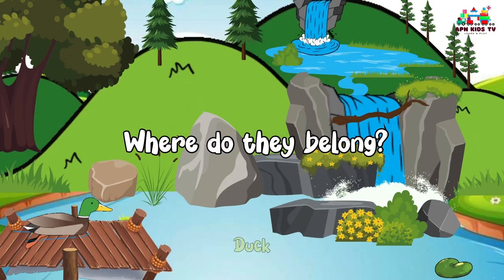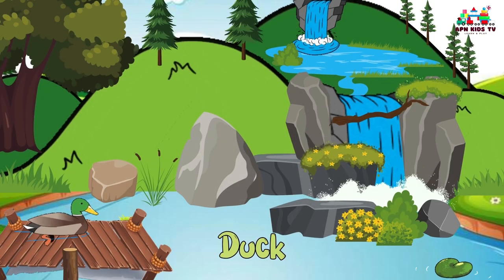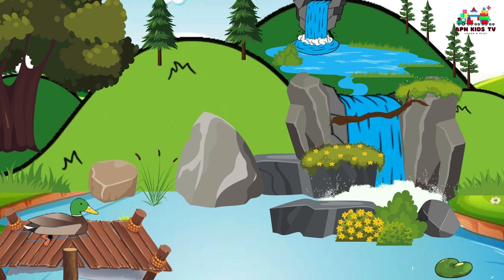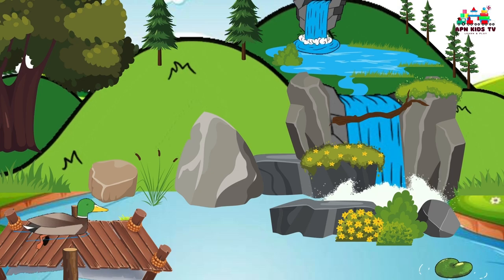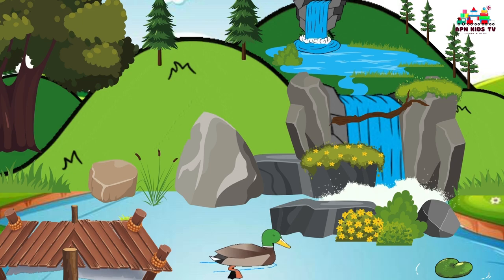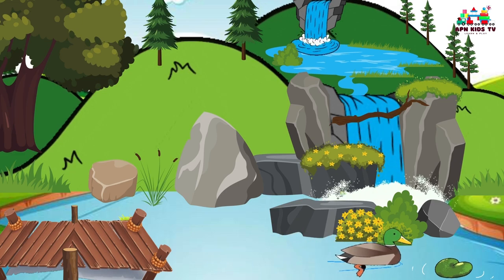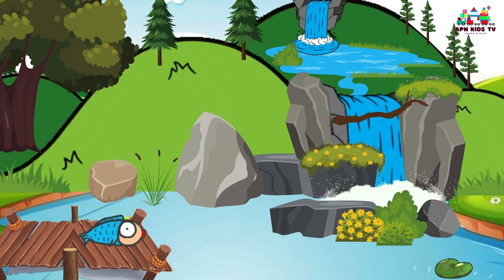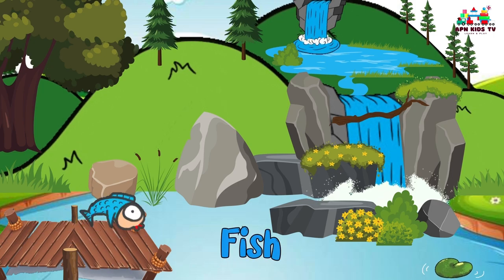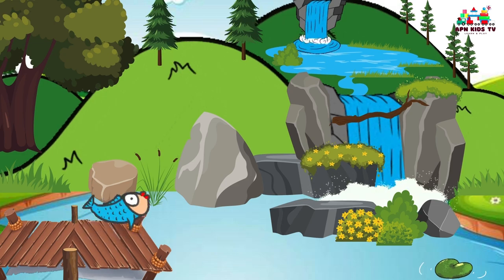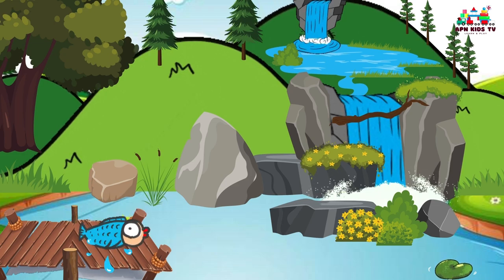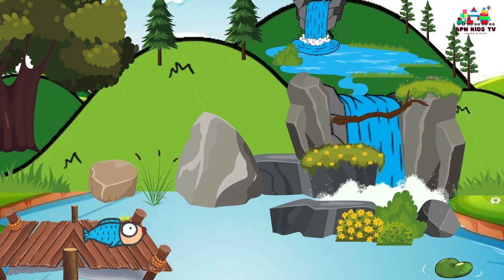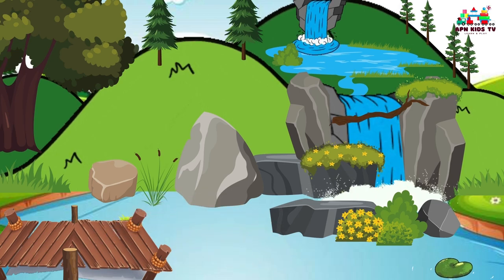Where do they belong? Duck. Does a duck belong in the pond? Yes, it does. The duck belongs in the pond. Does fish belong in the pond? Yes, the fish belongs in the pond.